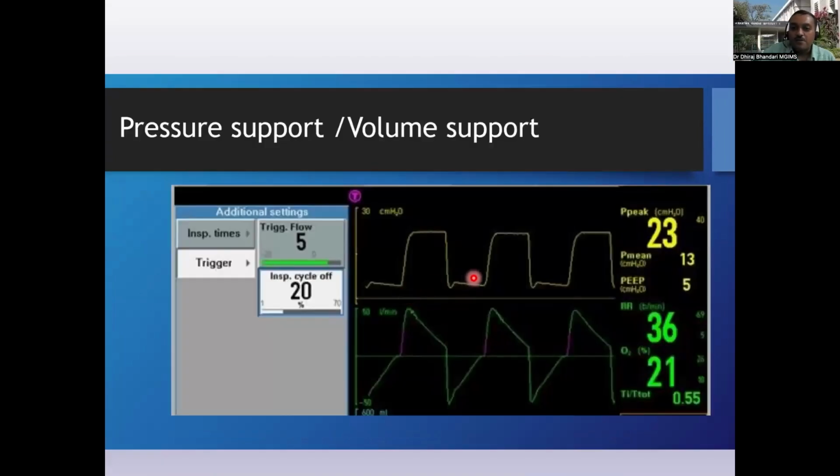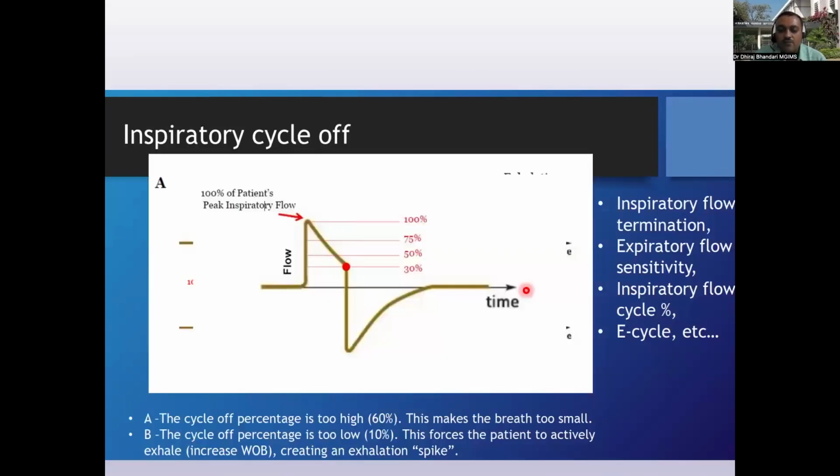So now let's see what happens in a pressure support or a volume support mode. You can see here I have a trigger flow, and there is something called inspiratory cycle off. Now we'll see slightly more in detail. You can see here you have a peak pressure, you have a respiratory rate, and of course the FiO2 and everything, and you can see the patient is breathing continuously here. Now let's see what we mean by inspiratory cycle off. This is very important for all of us to appreciate.